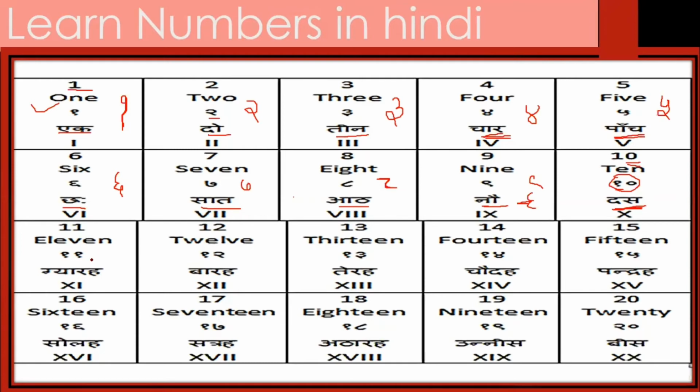Now move from 11 to 20. 11 in Hindi is known as ग्यारह. 12, बारह. 13, तेरह. 14, चौदह. 15, पंद्रह. 16, सोलह. 17, सत्रह. 18, अठारह. 19, उन्नीस. 20, बीस.